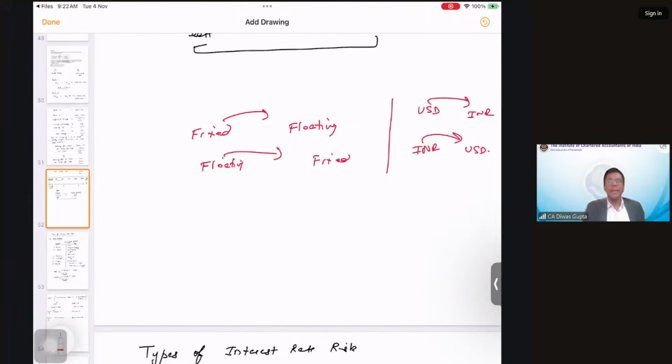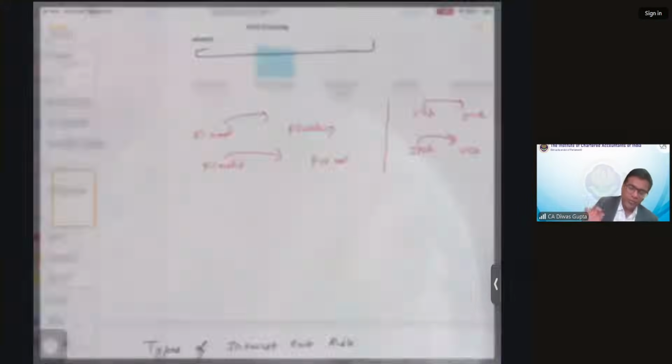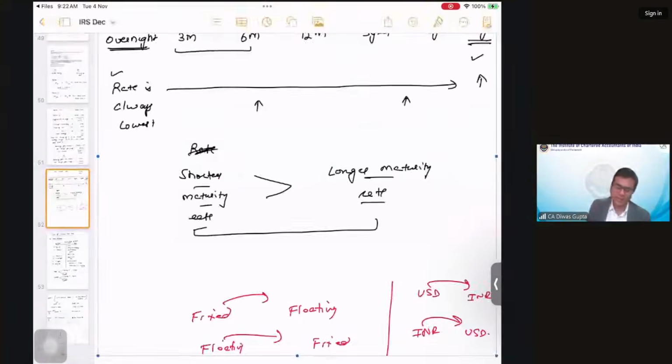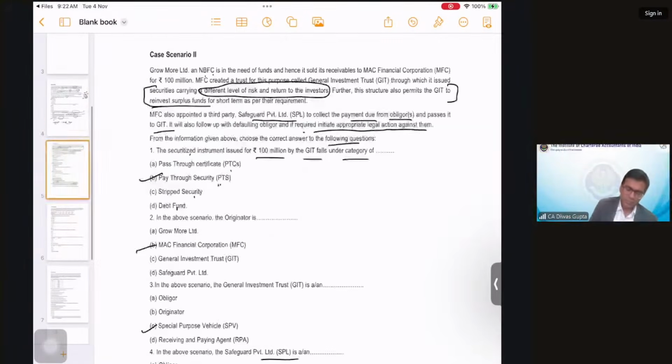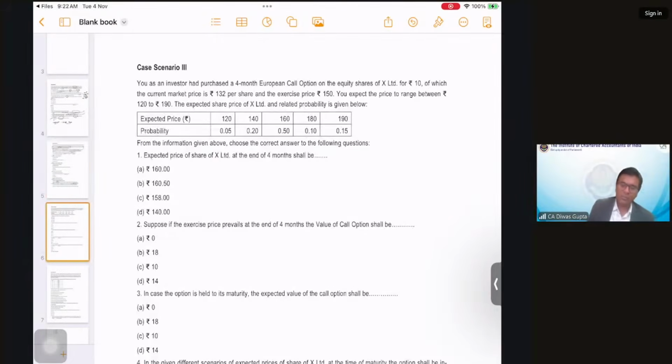So clear, students? Now, let's quickly move to the case studies that we have in place. So, students, we have covered case scenario 1 and case scenario 2. Now, let's start with case scenario 3. Let the pages turn. Let me meanwhile open the case studies.